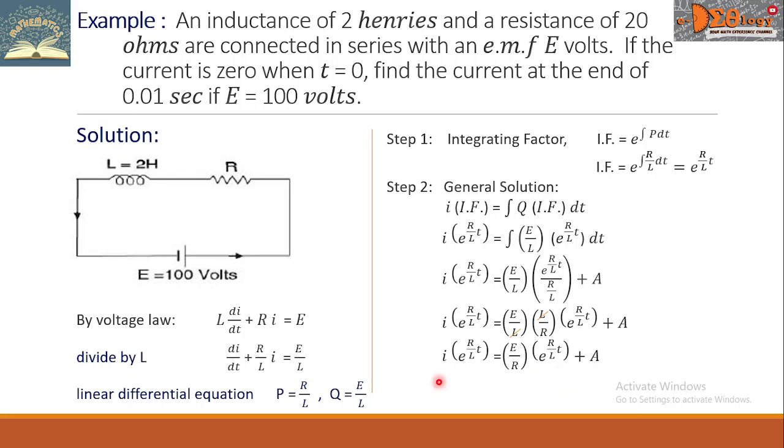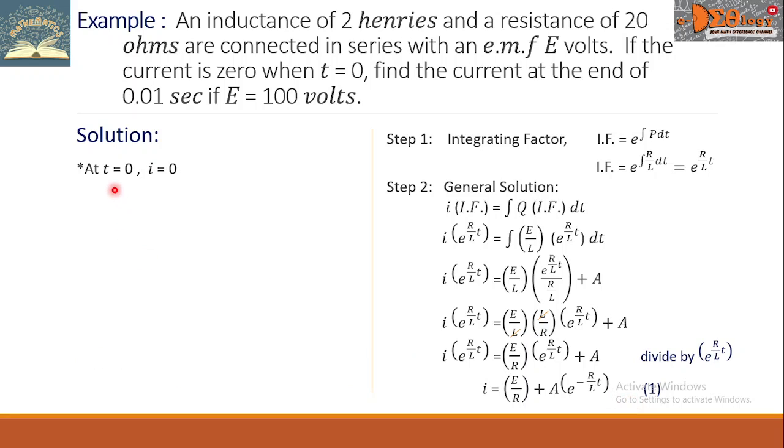Next thing to do, let us isolate the i, which means let us divide this equation by the quantity e raised to R over L times t. And if that happens, the new equation becomes like this. i equals E over R plus A times e raised to the negative R over L times t. This is now equation 1.